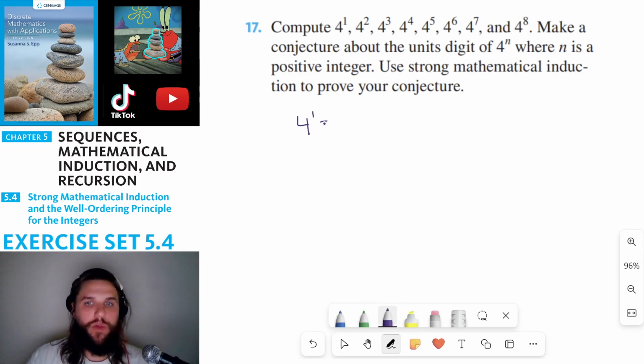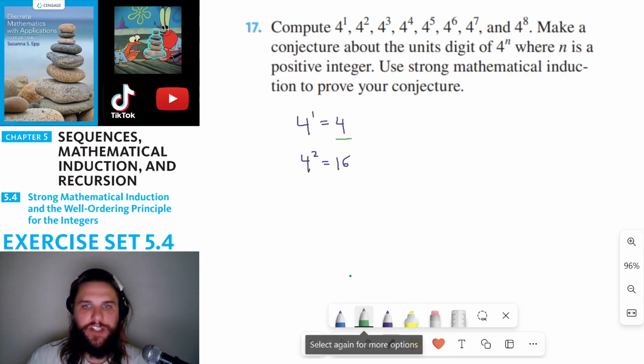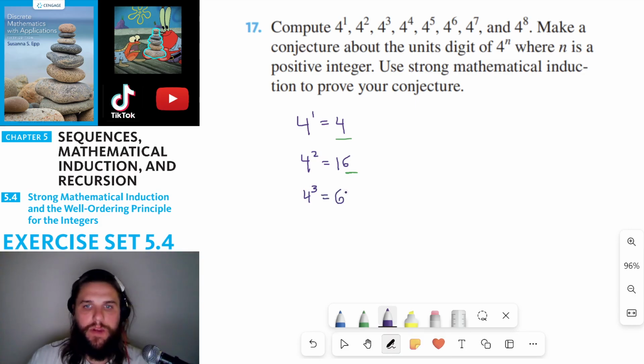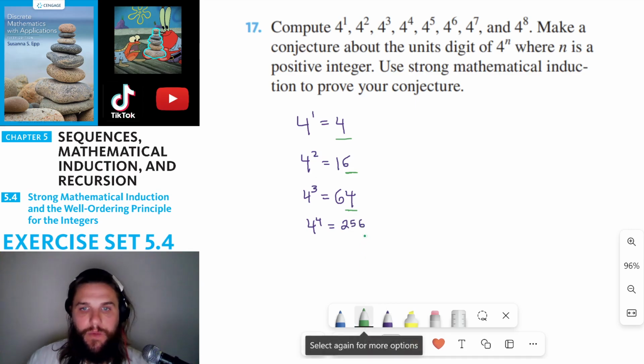So we'll start with 4 to the 1. 4 to the 1 is just 4, and we need to take note of the units digit, which is a 4 here. And then we can move on to 4 squared, which is 16, but we're going to take note of the units digit, which is a 6. 4 cubed is 64. In this case, the units digit is a 4. 4 to the 4th is 256. We notice there is a 6 in the units digit there.